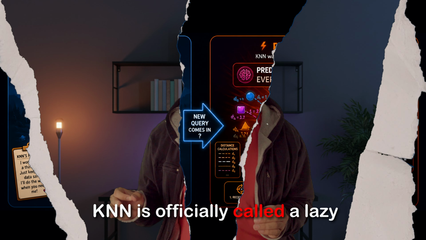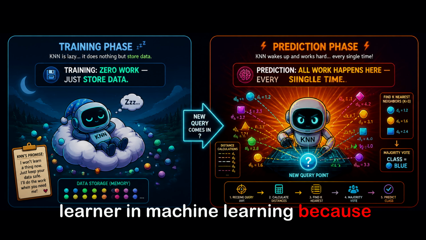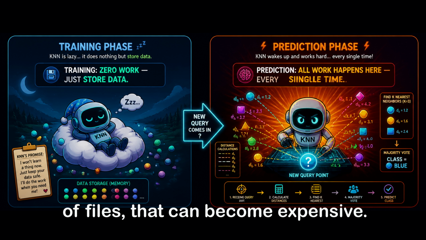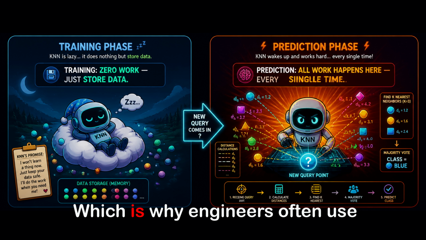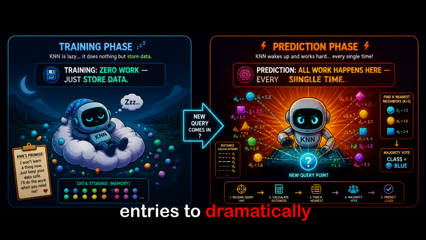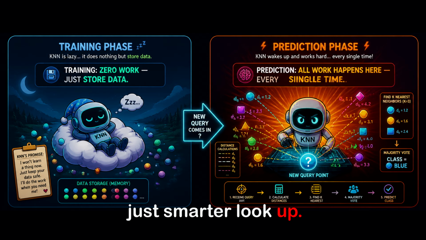KNN is officially called a lazy learner in machine learning because it does zero computation during training. It just memorizes the data. All the heavy lifting happens at prediction time. When you are working with millions of files, that can become expensive, which is why engineers often use optimized structures like KD trees to dramatically speed up the neighbor search. Same algorithm, just a smarter lookup.